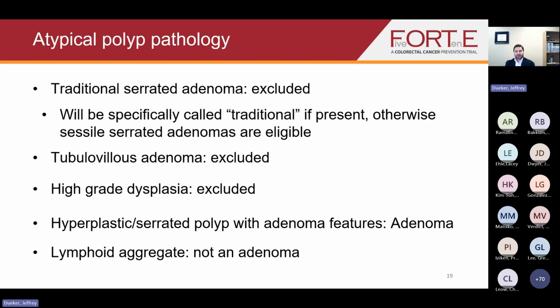And then you may see something called a lymphoid aggregate. This is actually not an adenoma and not actually a polyp. So if you see that pathology, you can sort of classify that as irrelevant. You could have 4 lymphoid aggregates and 1 adenoma, and that's 5 polyps on an endoscopy, but 4 are lymphoid aggregates, 1's an adenoma. That patient would be eligible because the lymphoid aggregates just don't count for anything.